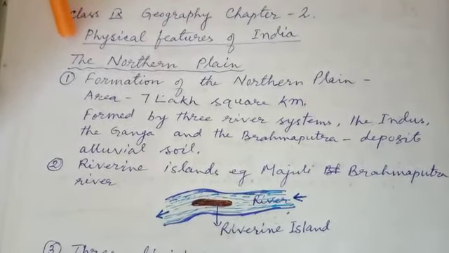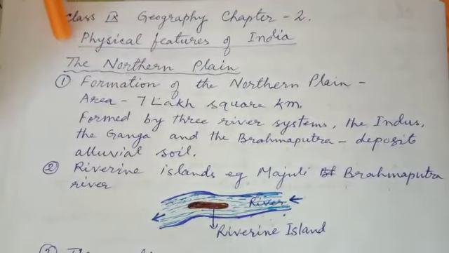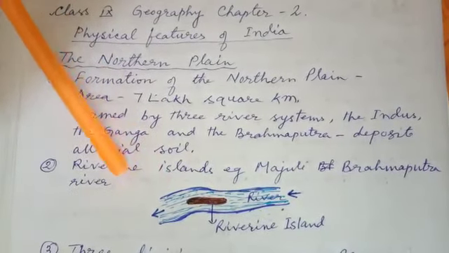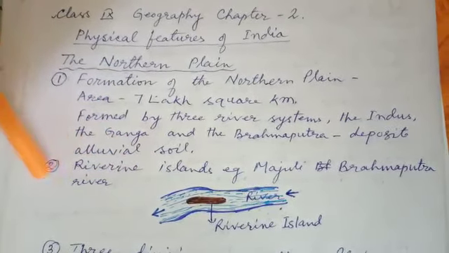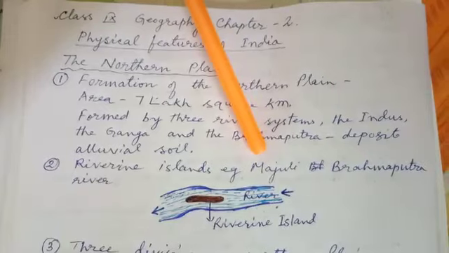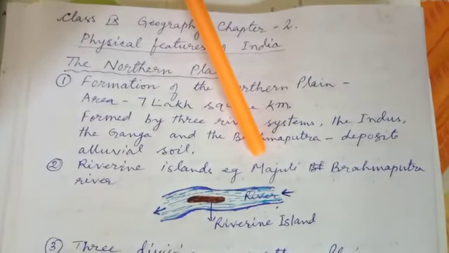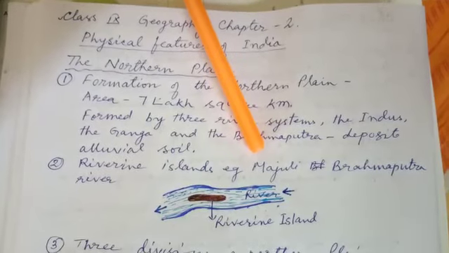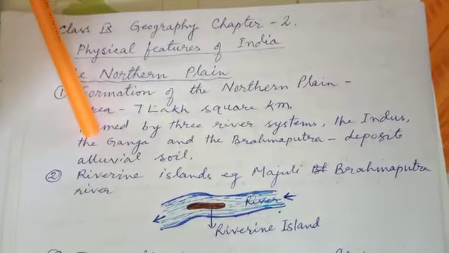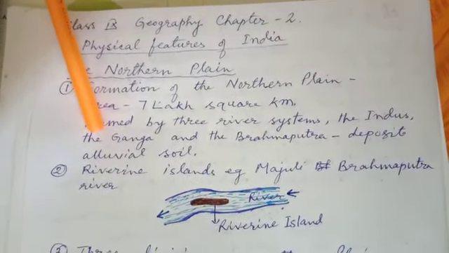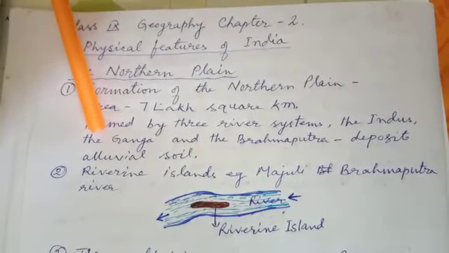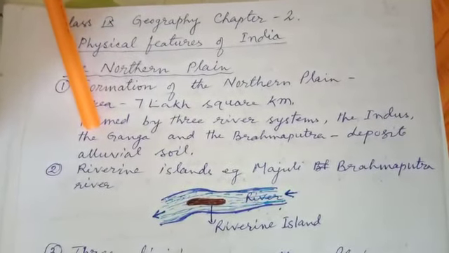Next, the reduced velocity of the rivers also results in the formation of riverine islands. Here you can see the riverine island, look at this island. The example of a riverine island is Majuli Island. It is situated in the Brahmaputra River. This Ganga plain, or this total plain, is highly or densely populated. Alluvial soil, adequate water supply and favorable climate produce a huge amount of crops.